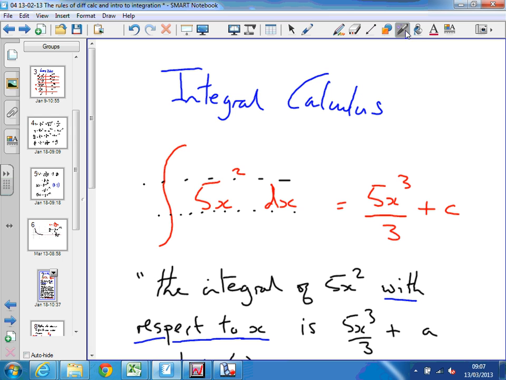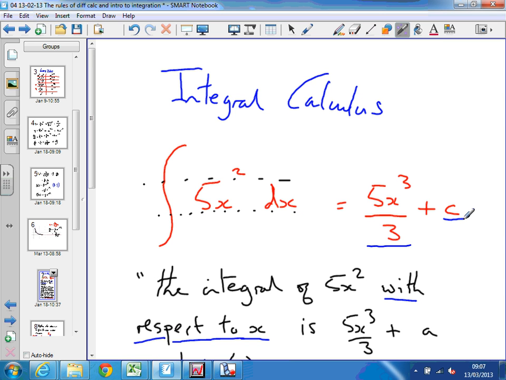So I'm integrating 5x squared with respect to x. That's how you read that. It doesn't mean 5x squared times dx. The dx is a notation to tell us what the variable is in this function here, which is x. So again, this reads as I'm going to integrate the function 5x squared with respect to x. Okay? And the answer turns out to be 5x cubed over 3 plus this constant c.